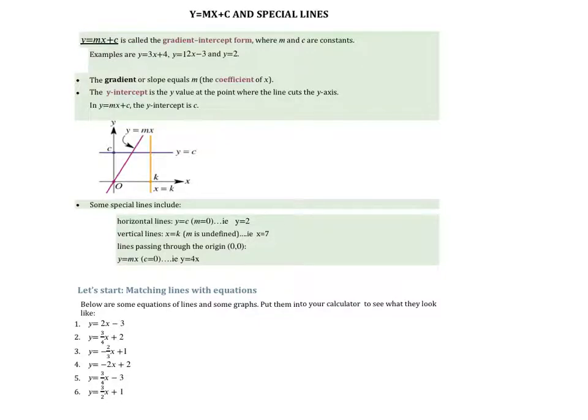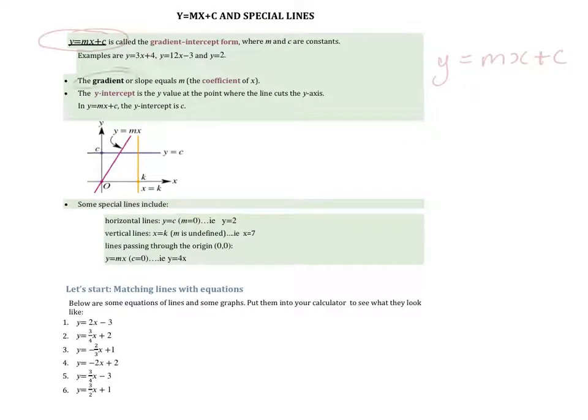One of the most important rules that we're going to use in sketching straight line graphs is this one here. y = mx + c. This rule gives us a lot of information about our graph. It gives us the gradient and it gives us the y-intercept.